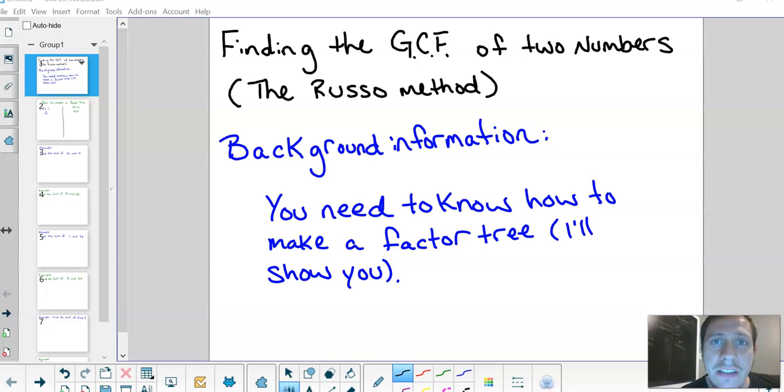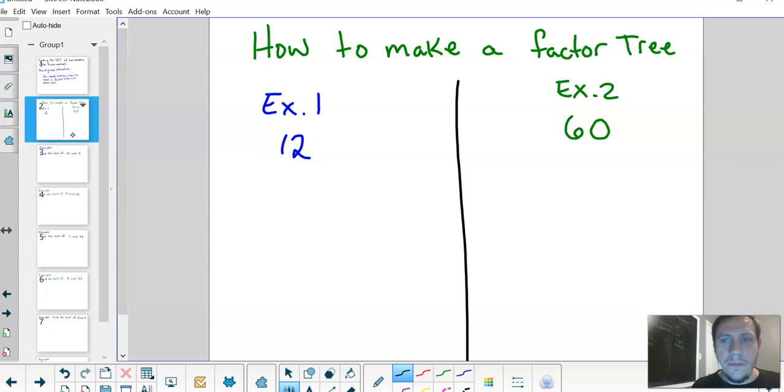And if you don't know how to do that, it's okay. I'm gonna show you here, right now. So, how to make a factor tree. All right, so consider the number 12.